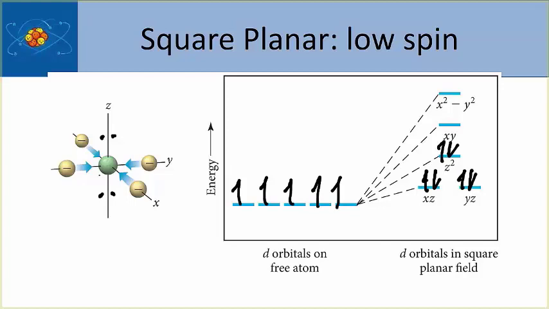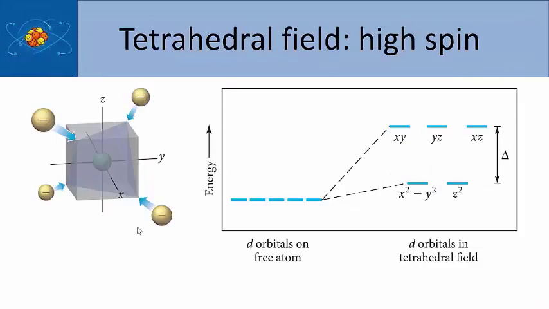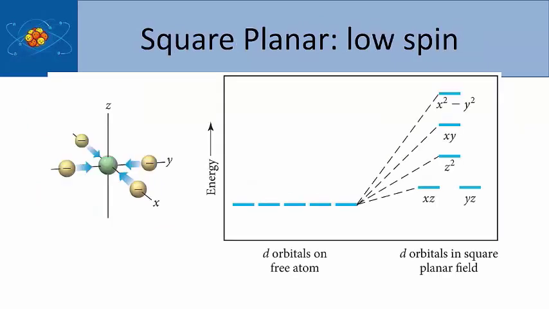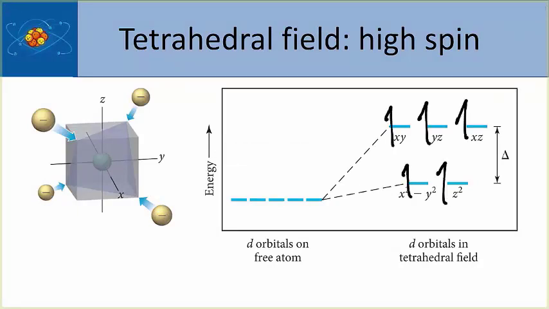Now, going back to the previous slide, if I put six electrons into this one, it tends to go like this. Oops, I did it again. It tends to go like this. And you'll have relatively high spin. So one will be no spin, that's diamagnetic, and one will be high spin, which is paramagnetic.